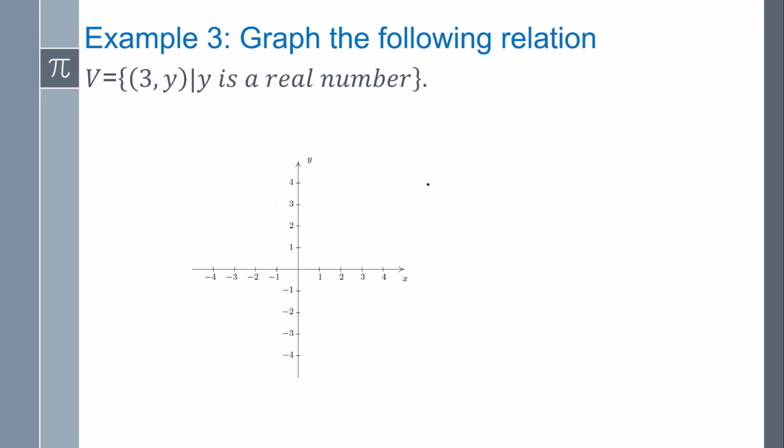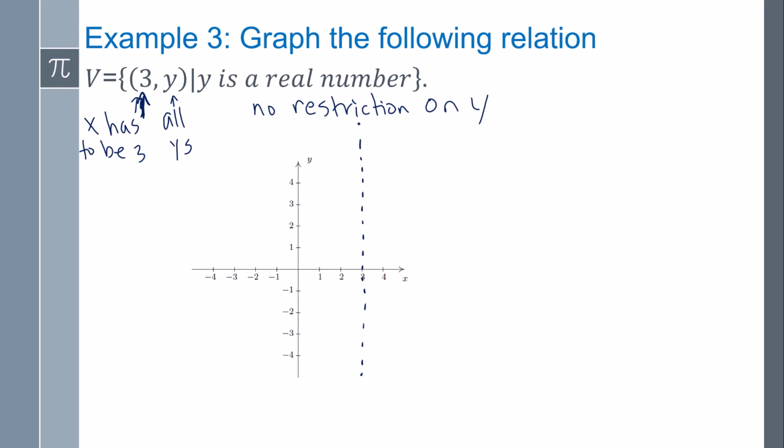For this one here, it says that my x value has to be 3. So my x value is going to be along that line there. And then it says my y is all real numbers. And because it's all real numbers, there's no restriction on my y. And so therefore, it's every single possible y value. And so I can draw this vertical line here.